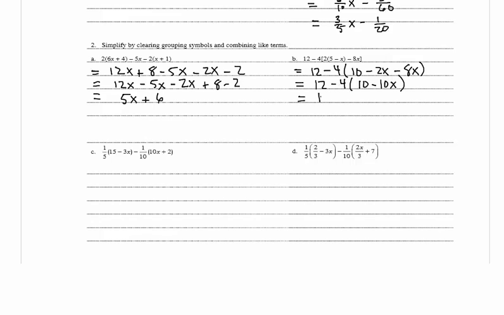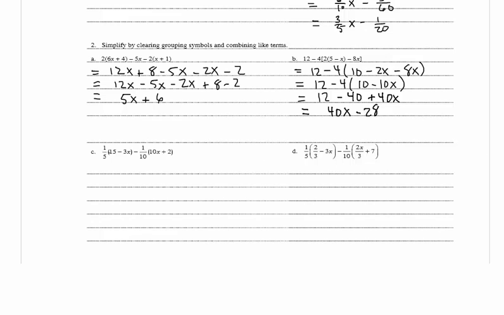And now I'm going to distribute my negative 4. So I'm going to have 12. I have negative 4 times 10 is negative 40. And then I have negative 4 times negative 10x gives me positive 40x. So now we can combine our like terms, and we have 40x. And now we have 12 minus 40 is equal to negative 28.